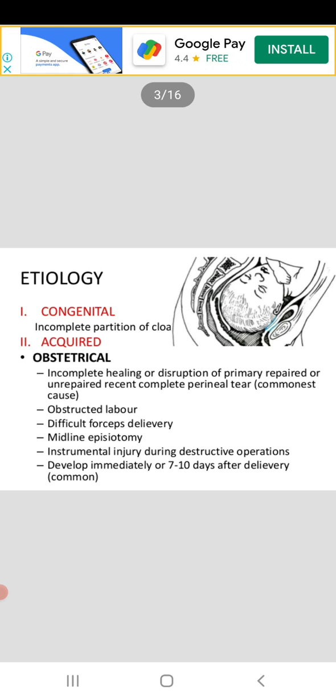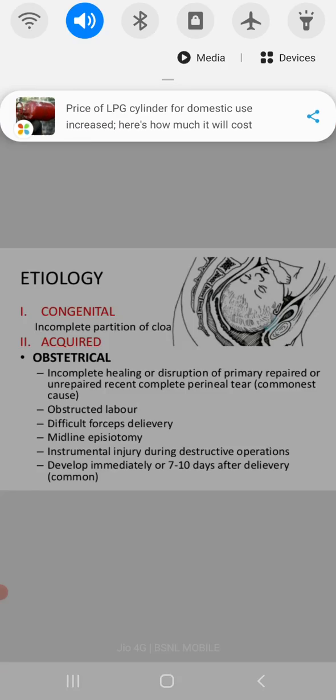Destructive operations means if the dead baby is in the intrauterus, then we cut down the baby's parts and take the baby outside. That in detail you will study later: what is a destructive operation and what are the types. Just for information I mentioned destructive operations, that is, instrumental injury during destructive operations.